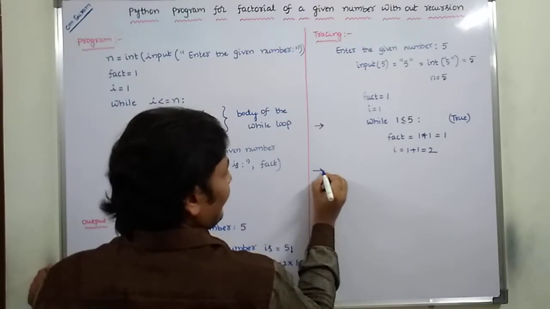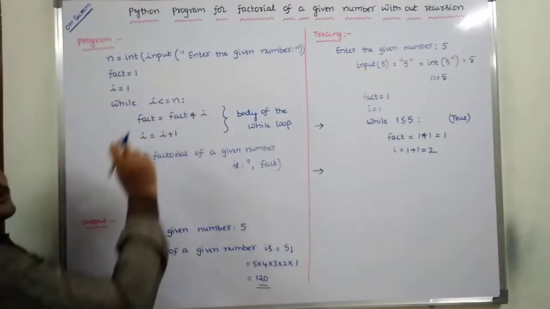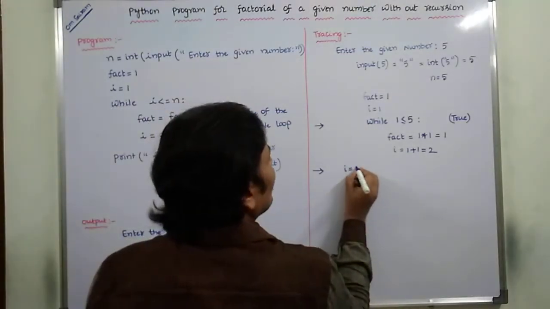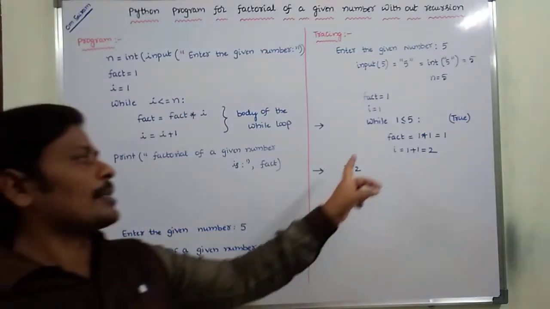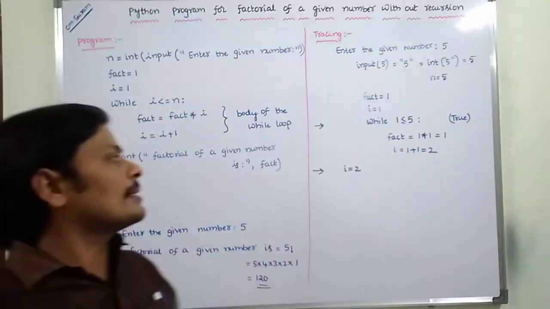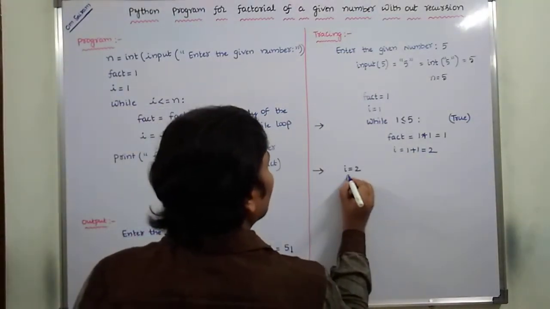Okay, so now again the control goes to the while loop. Now i is equal to 2. In the previous iteration, the i value is incremented by 1. So i is equal to 2 and fact is equal to 1.